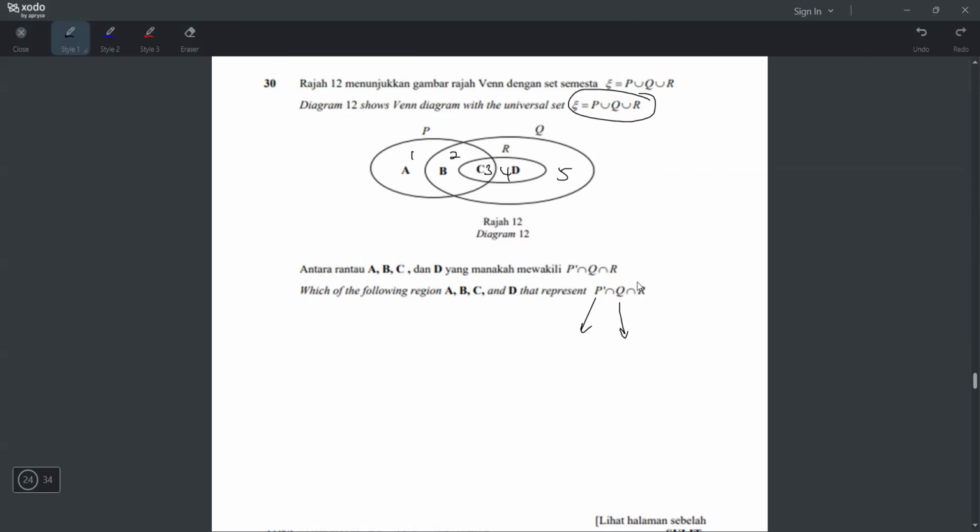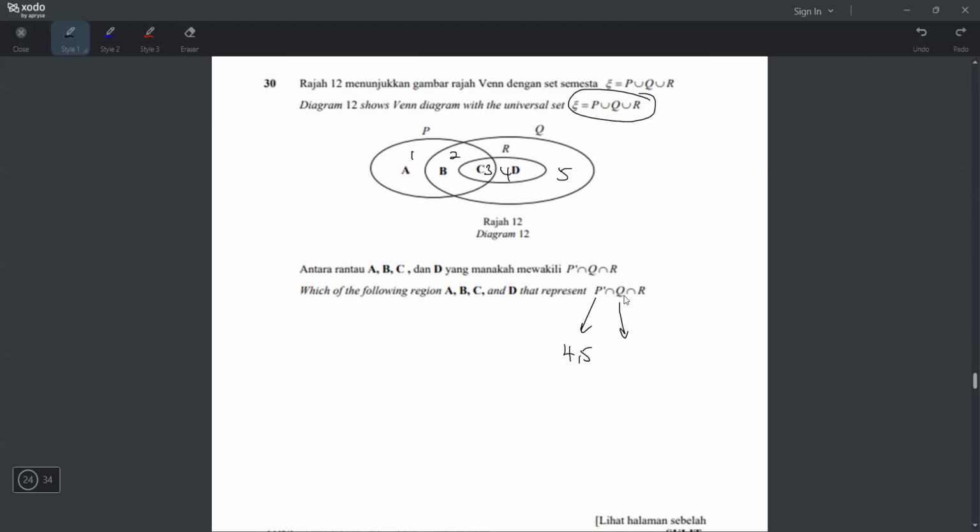Okay, if the other bracket sini, kalau tak ada bracket, we do from left to right. It means we have to do this one first. P complement intersect Q, right? Okay, what is P complement? P complement means everything except P. So if you look at P circle is this one. So what is inside P? 1, 2, 3. So what is P complement? 4 and 5, right? So 4 and 5, this is the answer for P complement, the region for P complement.